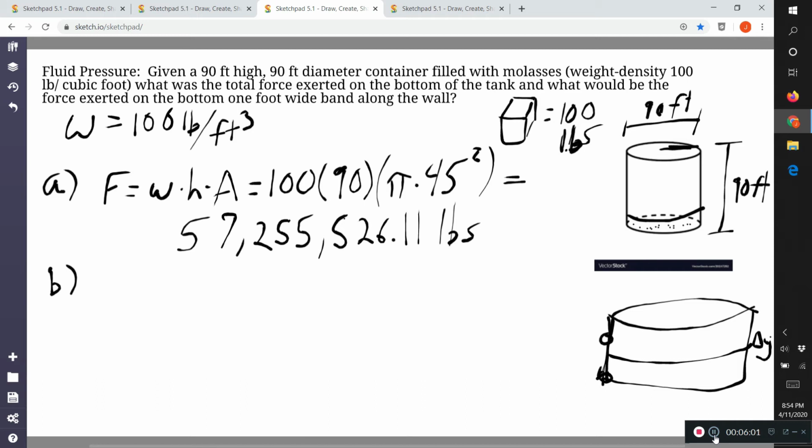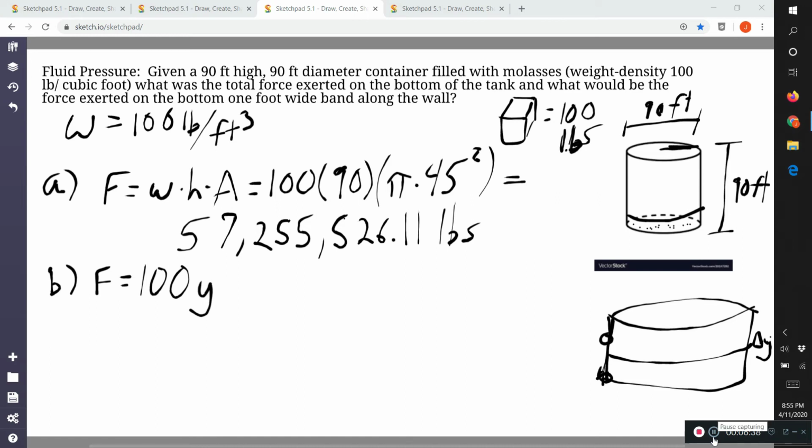So let's go through our process again. Force is equal to weight density. Weight density has not changed, 100. The height, this is where it's interesting. The height varies depending on how far down it goes, and there's two ways to set this up. So we could say 90 minus y, if we're talking about y being from the bottom, right? Or we could just call it y, which is simpler. So we're going to call it y. And again, you could call it 90 minus y. We'll talk about that here in a second.